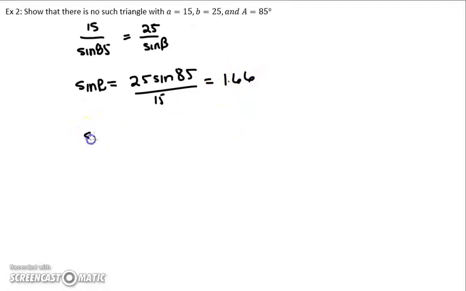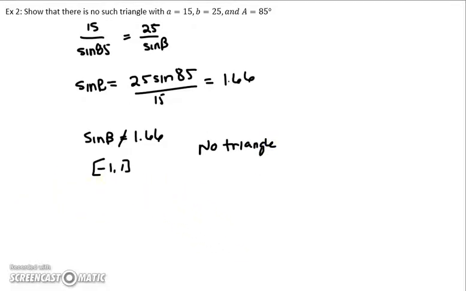And that's a problem, because we're saying that the sine of B has to be equal to 1.66, but we know that the biggest sine can get is 1, and the smallest sine can get is negative 1, right? Sine is going to be from negative 1 to 1, so sine can never be 1.66, so there is no triangle that would match. No triangle possible.